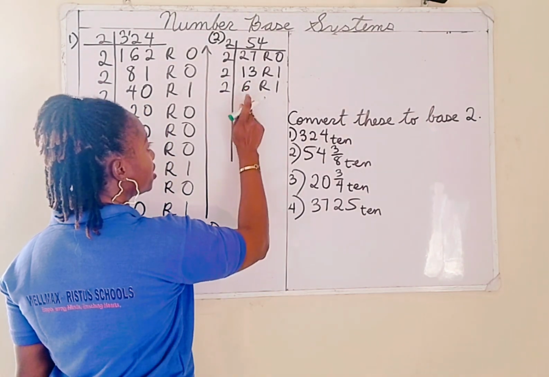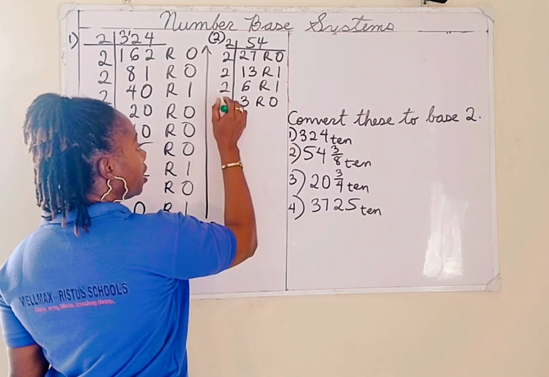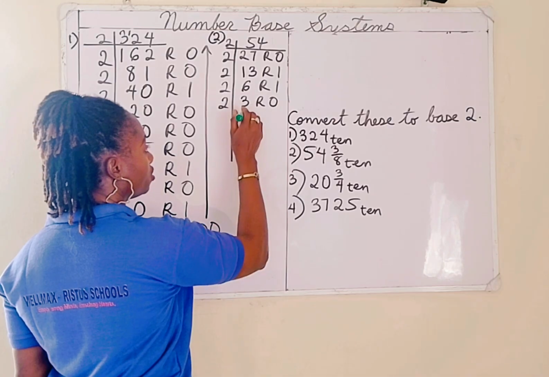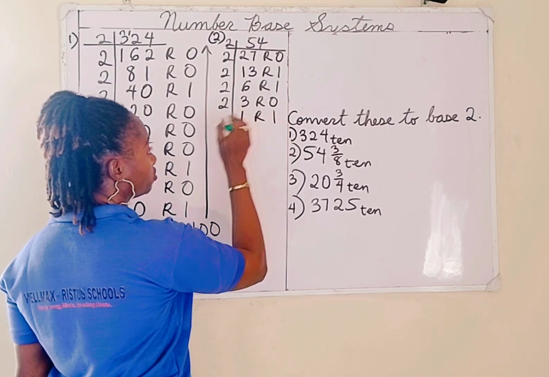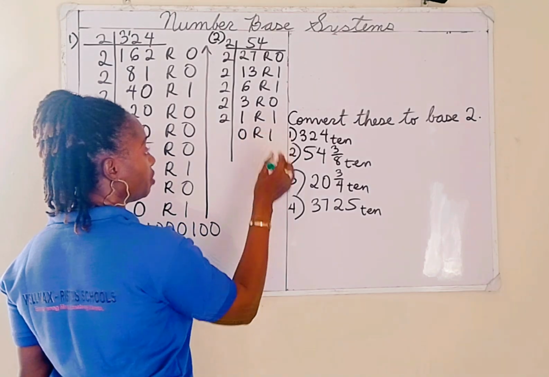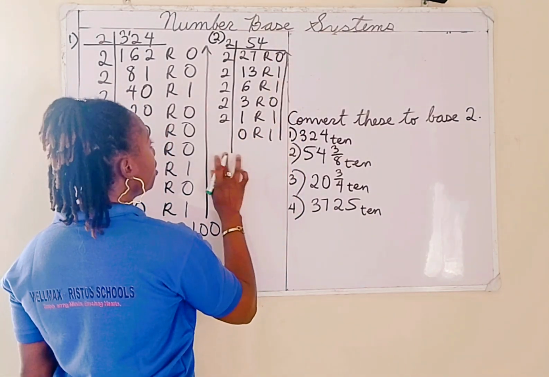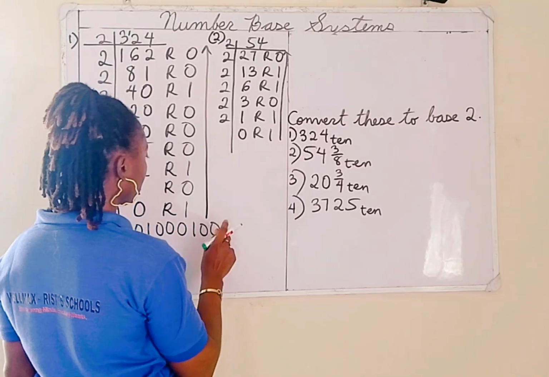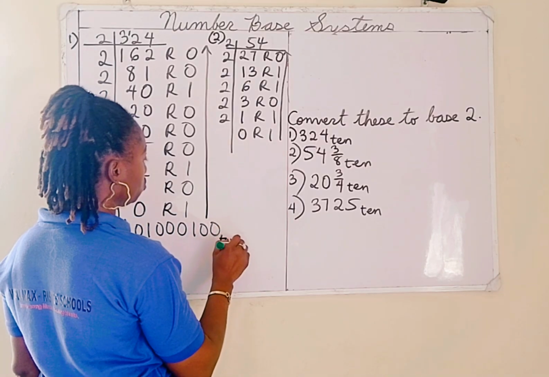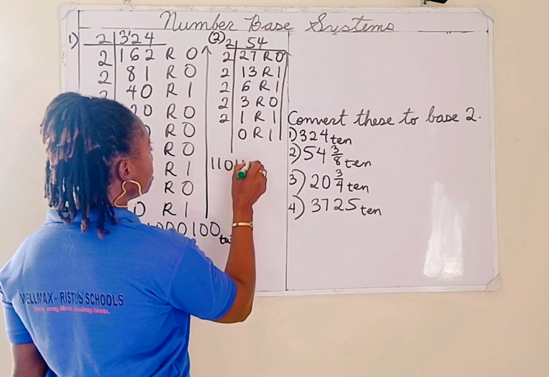Then 2 into 6 will give us 3, remainder 0. And then 2 into 3 gives us 1, remainder 1. And then 2 into 1 is 0, remainder 1. Remember, we're calculating it from the bottom to the top. So, therefore, this first one in base 2 is 1, 1, 0, 1, 1, 0.